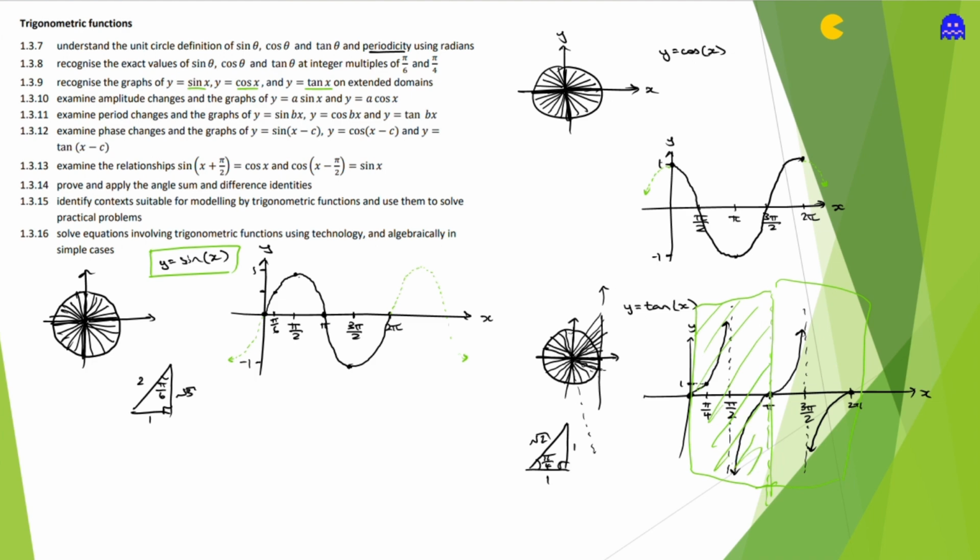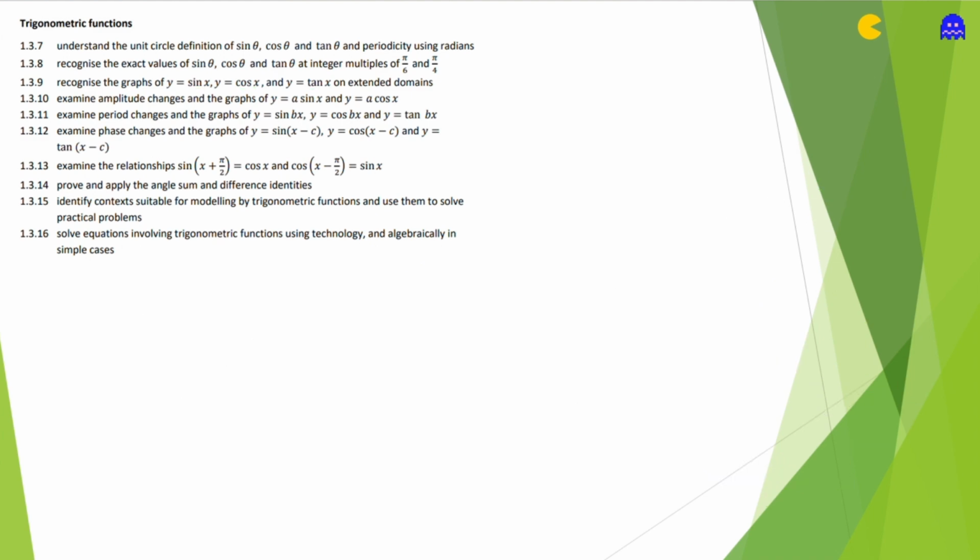Okay? So those are the graphs of sine, cosine, and tan. Now let's take a look at amplitude changes and the graphs of y equals a sine x and a cosine x, as well as more general transformations.